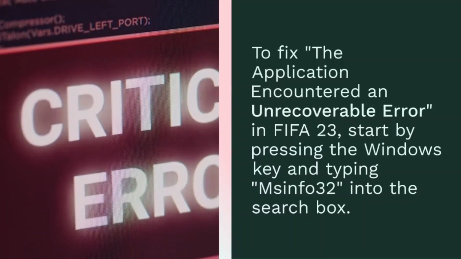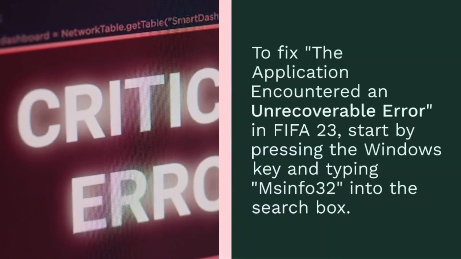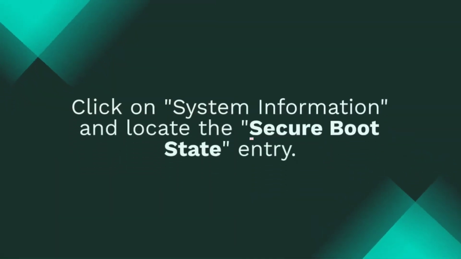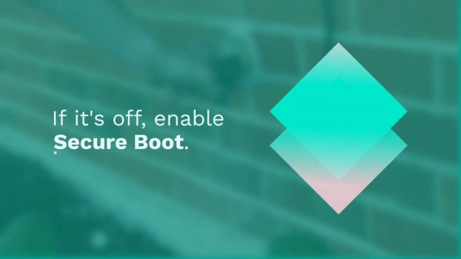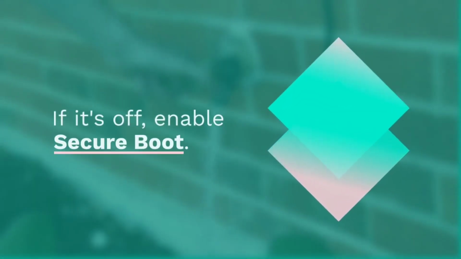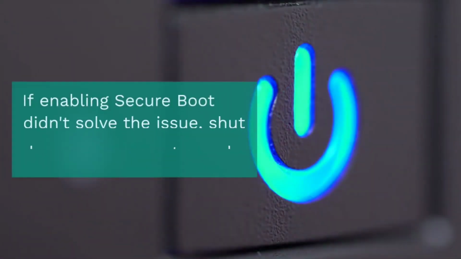Press the Windows key and type msinfo32 into the search box. Click on System Information, locate the Secure Boot State entry. If it's off, proceed with enabling secure boot. Step 2. Disabling secure boot.